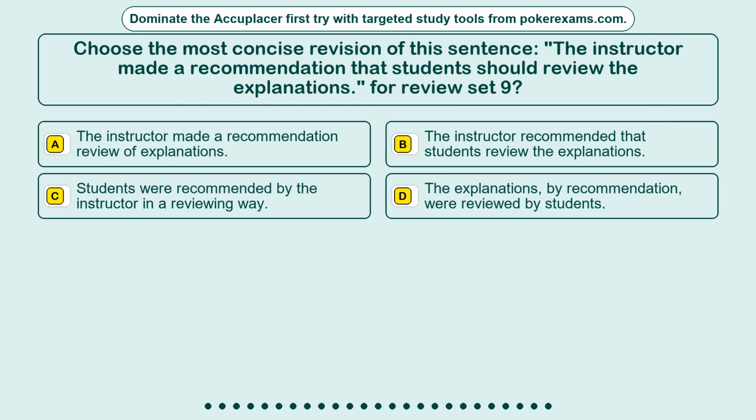Question 22. Choose the most concise revision of this sentence. The instructor made a recommendation that students should review the explanations. For review set 9. Option A. The instructor made a recommendation review of explanations. Option B. The instructor recommended that students review the explanations. Option C. Students were recommended by the instructor in a reviewing way. Option D. The explanations, by recommendation, were reviewed by students.